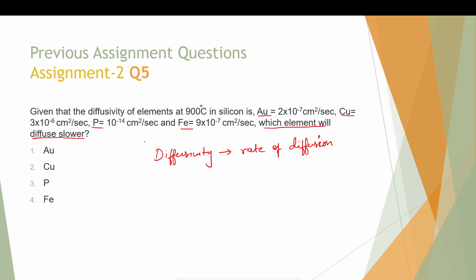Then we just compare all these values and we see that phosphorus is 10 power minus 14. Compare that with 10 power minus 7 for gold and iron, and copper is around 10 power minus 6. So 10 power minus 14 is clearly much lower. So phosphorus will diffuse the slowest. Is that okay?